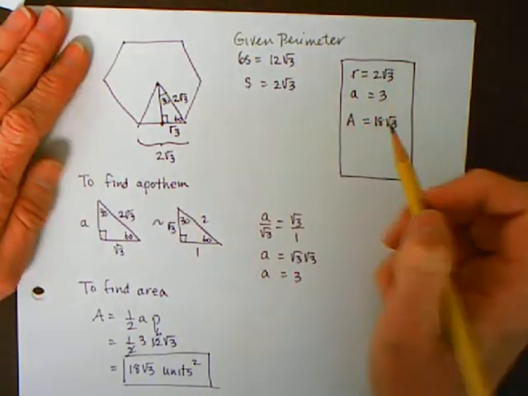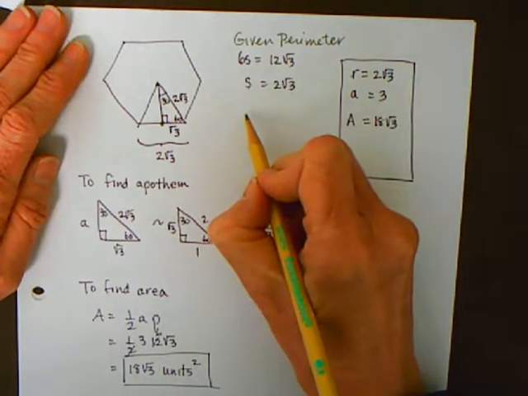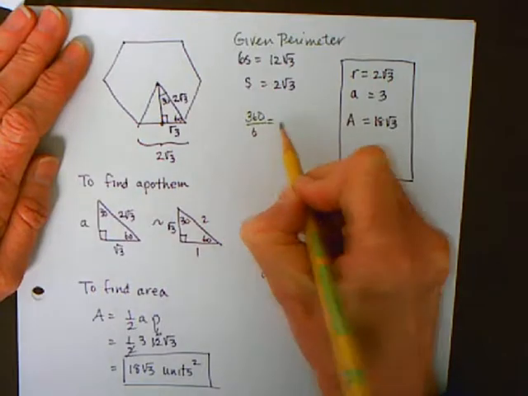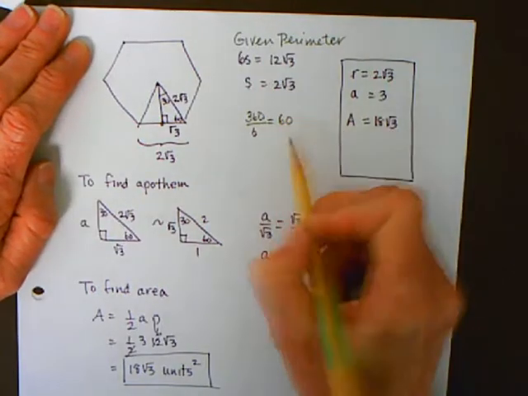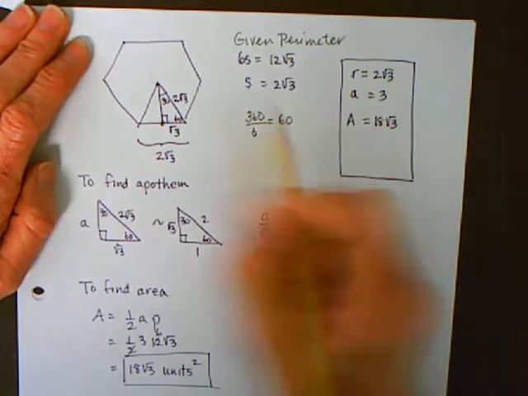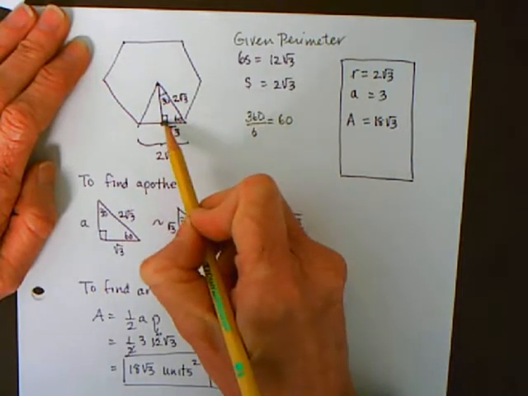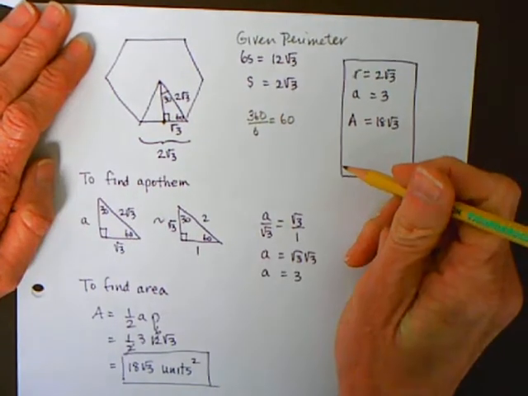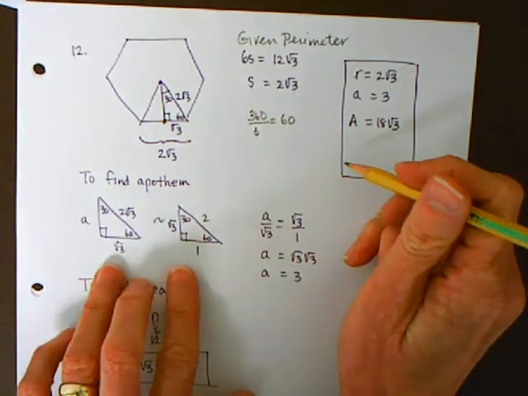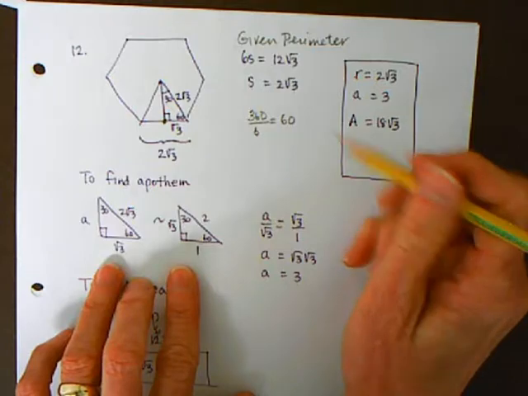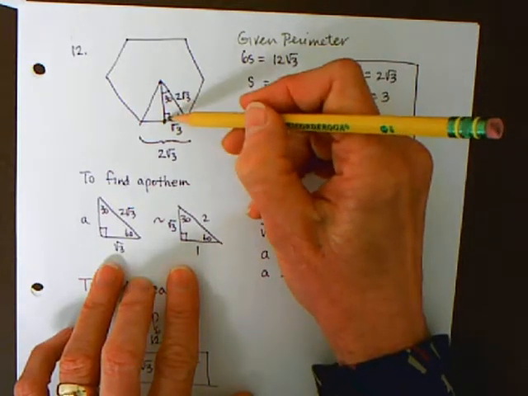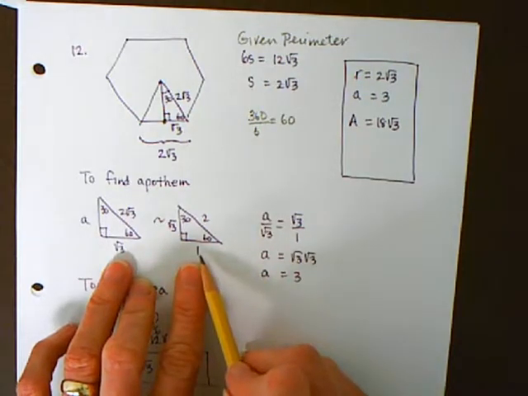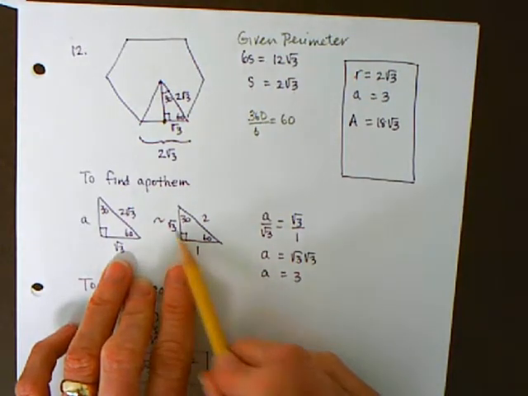Now, the central angle here is 360 divided by 6 sides. You'll notice we keep doing the same things over and over again. Central angle is 60 for a hexagon, and so this is a 30, 60, 90 triangle. This is half of 60. That's where the 30 came from. All right, so to find the apothem, I noticed that my little triangle, 30, 60, 90, is similar to every other 30, 60, 90 triangle with sides in the ratio of 1, radical 3, 2.